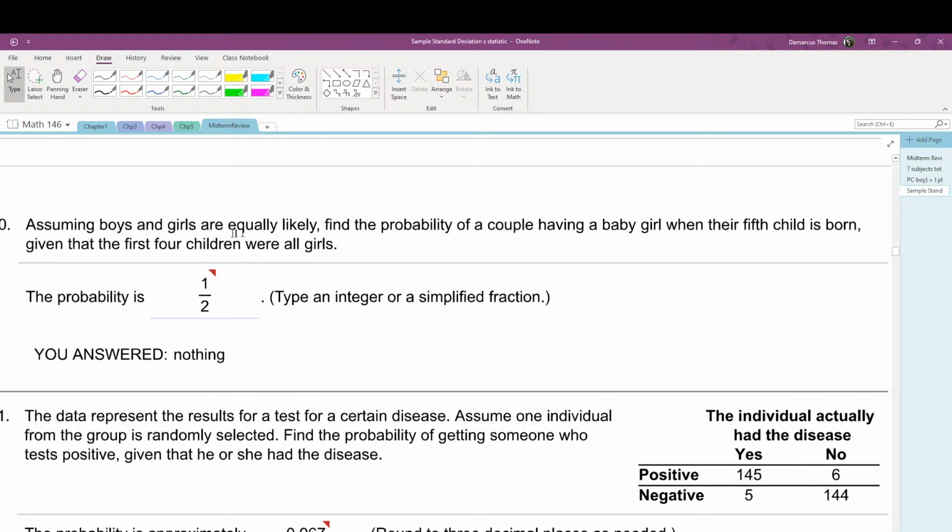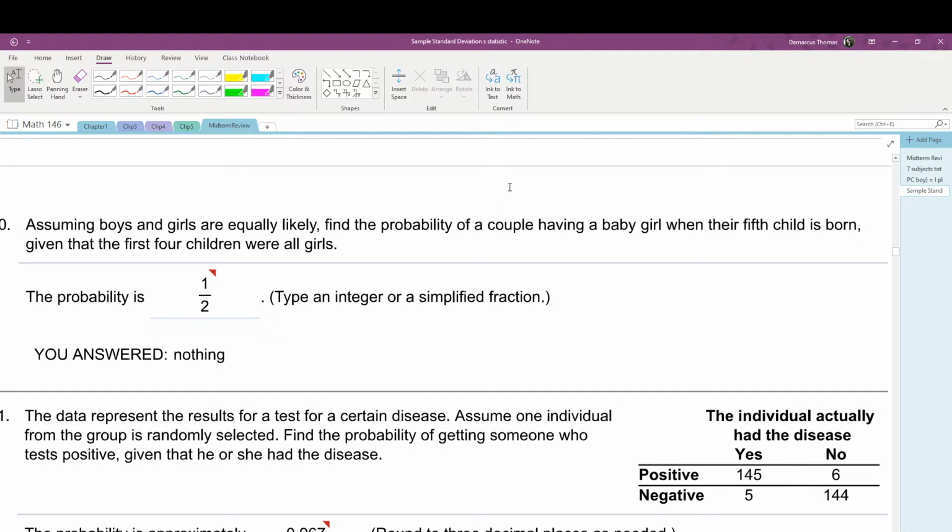Assume boys and girls are equally likely. Find the probability of a couple having a baby girl when their 5th child is born, given that the first 4 children were all girls. Well, because it's all independent, they're asking for the probability of a couple having a baby girl. It's just 1/2 still. But if they ask the question, what is the probability of having 5 girls?